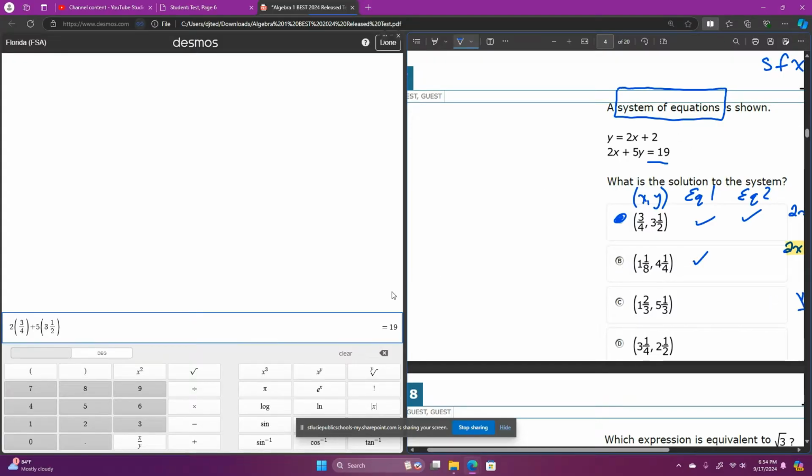And this is where answer choice B does not work. For x, they have 1 1/8, and for y, they have 4 1/4. And you get 23.5, not 19. It does not work on the second equation. So that's how you can check a system of equations by using a calculator.